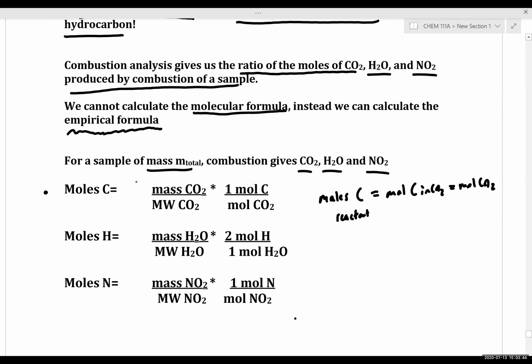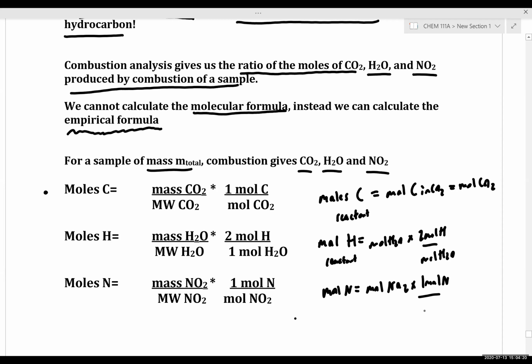That's how we can get the moles of carbon by taking the mass of carbon dioxide over the molar mass times the mole ratio, which is 1:1. Likewise, we know that the moles of hydrogen in our reactant are equal to the moles of water times 2 moles of hydrogen per mole of water. Okay, that's where we get the mass of water over the molar mass times 2. And then finally, we know the moles of nitrogen are equal to the moles of nitrogen dioxide times 1 mole of nitrogen per 1 mole of nitrogen dioxide.